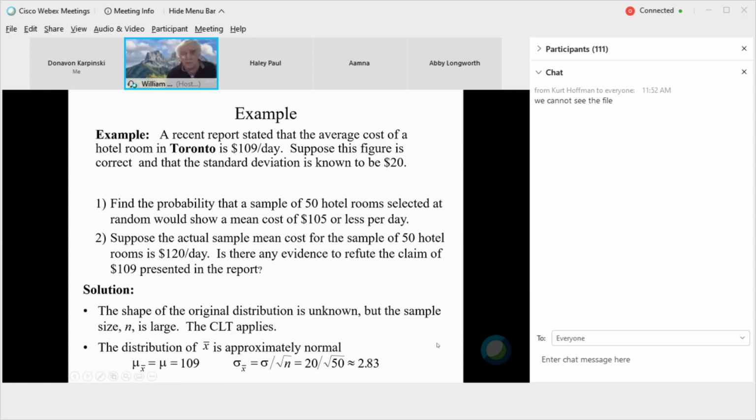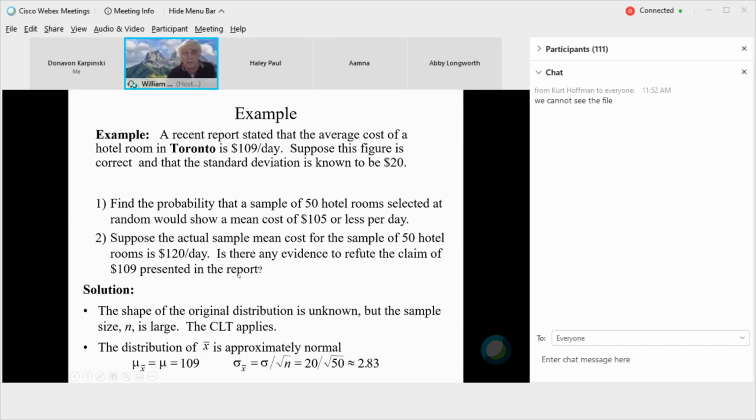So if we took a sample of 50 hotels, the sample mean should come from a normal distribution centered at mu, here 109. The standard deviation would be the standard deviation of the population divided by the square root of n. So we could then calculate the probability that the average cost for the 50 hotel rooms was less than 105.